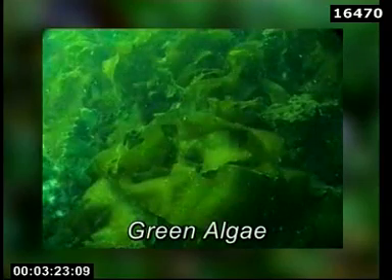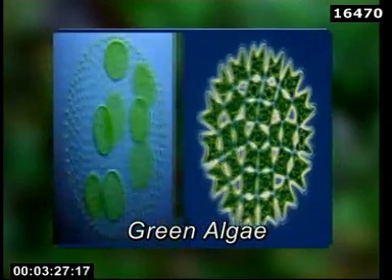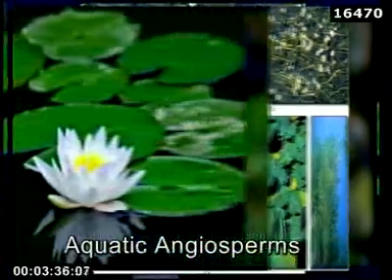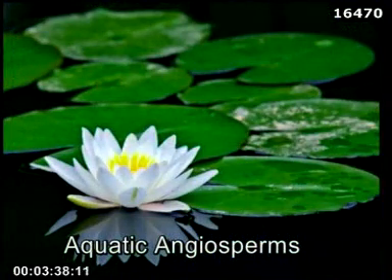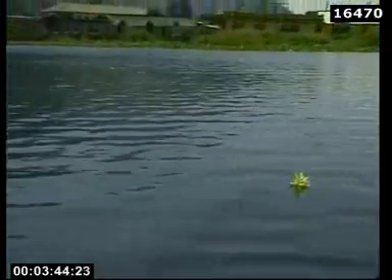It also grows epiphytically on larger green algae, leaves, petioles, and stems of aquatic angiosperms. It is also found in some quiet situations of ponds, lakes and streams.